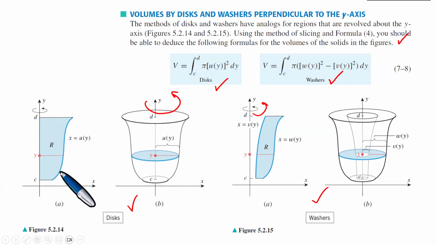What is the x equal to? The x is equal to 0 on the y-axis. Okay, let's look at some examples.